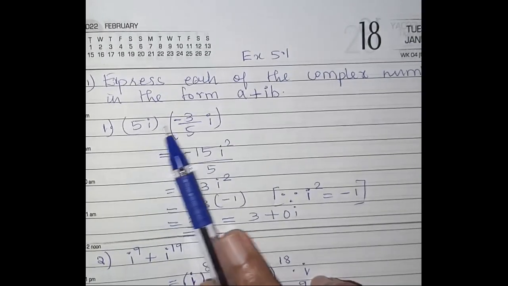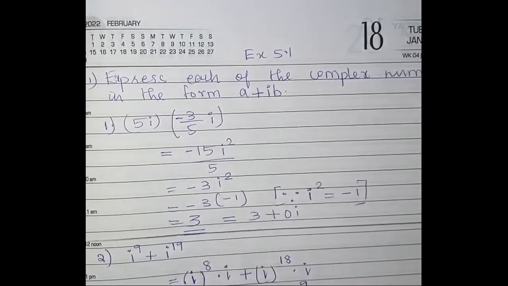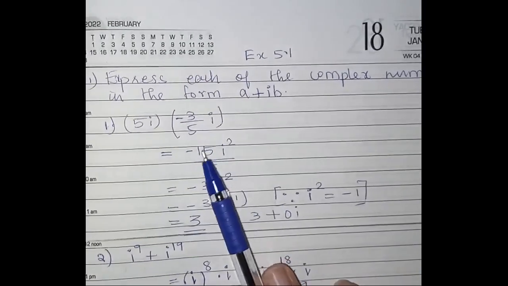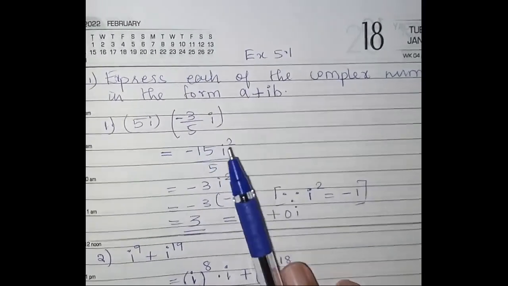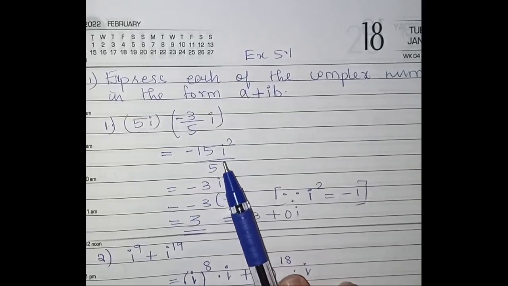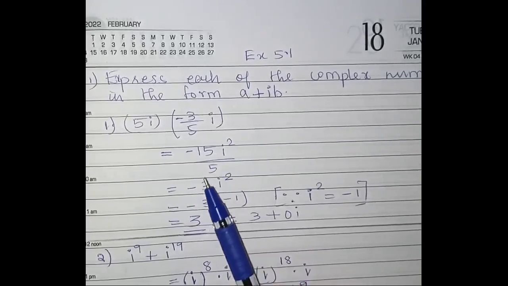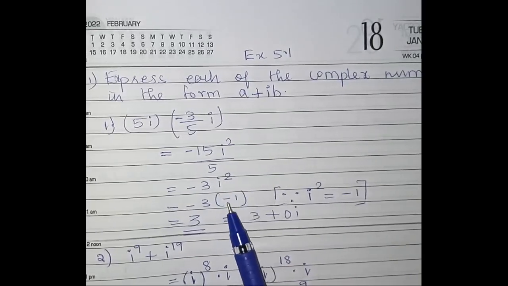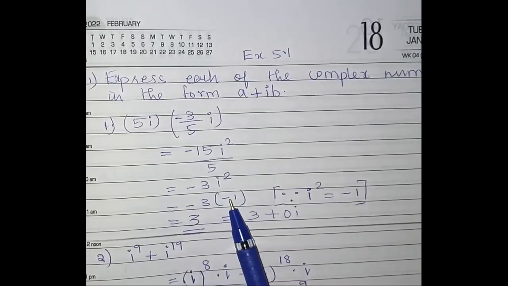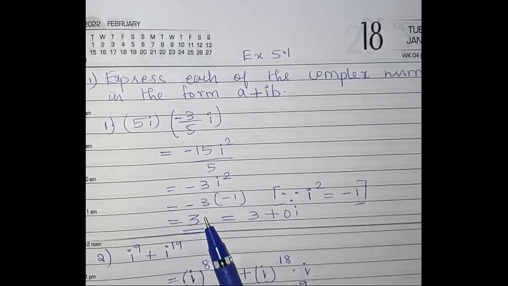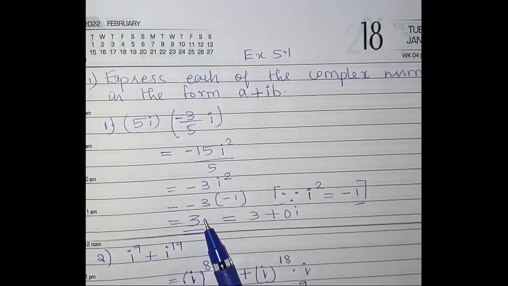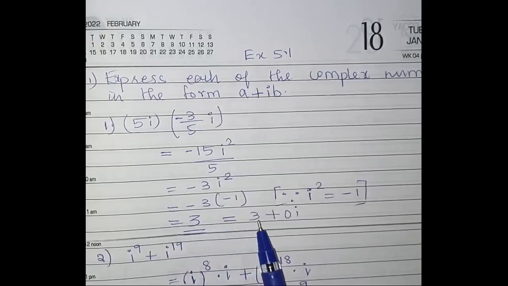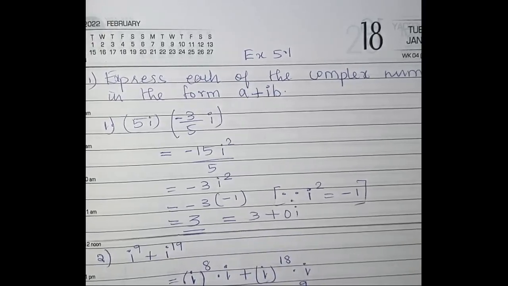Multiply 5 into minus 3. So 5 into minus 3 is minus 15. i into i is i square, by 5. So when I cancel minus 15 and 5, I get minus 3 i square. And we know the value of i square is minus 1. So minus into minus, plus 3 into 1 is 3. So I am getting the answer only in the real part. So it will be written as 3 plus 0i. Understood? Simple solving. But somehow you have to bring it in the form a plus ib.